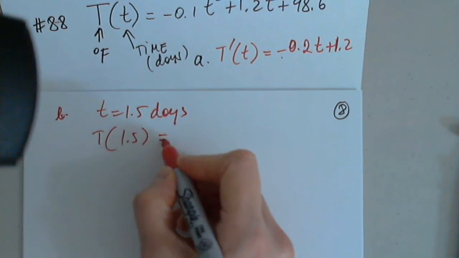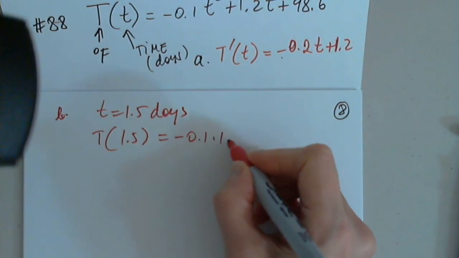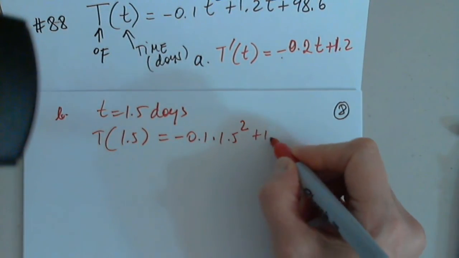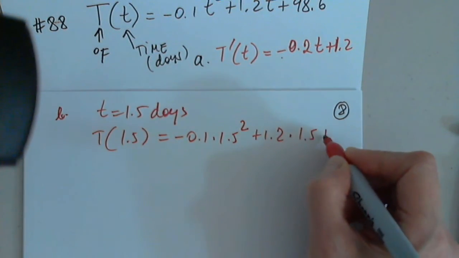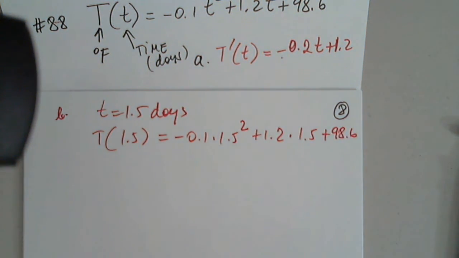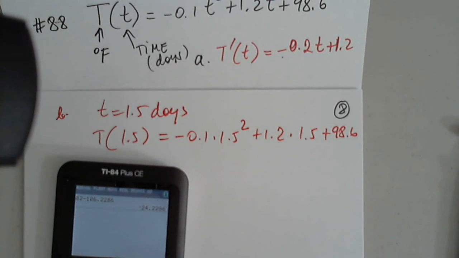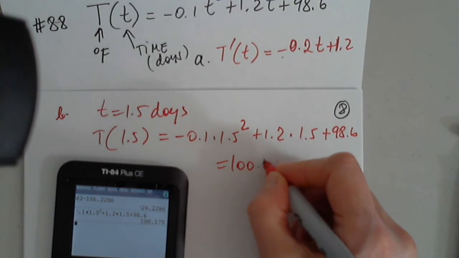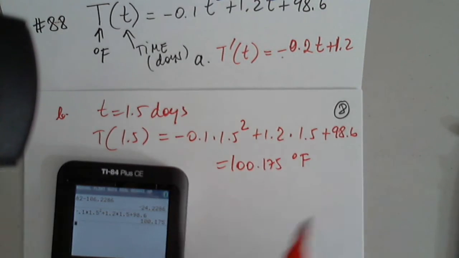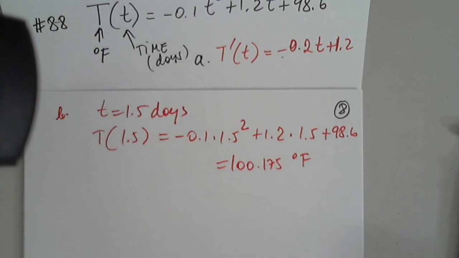T of 1.5 is negative 0.1 times 1.5 squared plus 1.2 times 1.5 plus 98.6. And I know everyone can do this. I'm just going to plug it in. So negative 0.1 times 1.5 squared plus 1.2 times 1.5 and plus 98.6. Done. I got 100.175 degrees Fahrenheit.